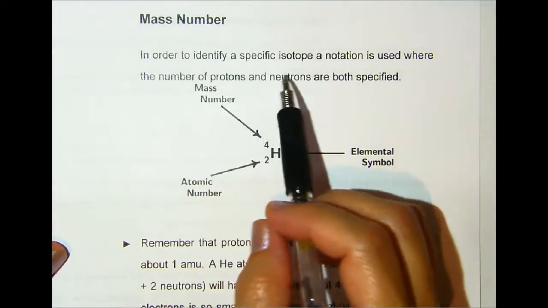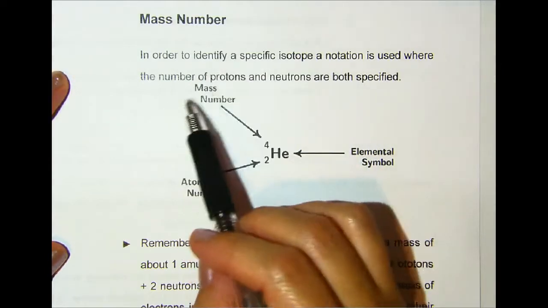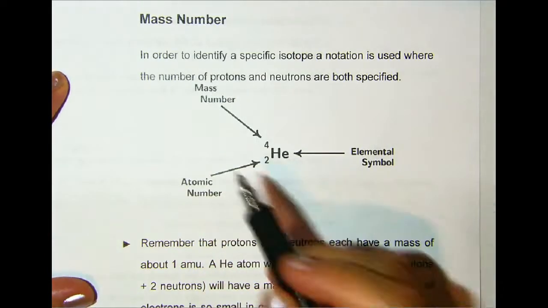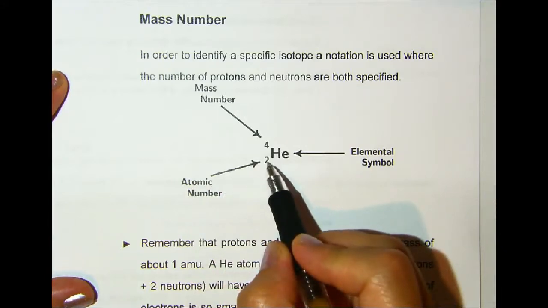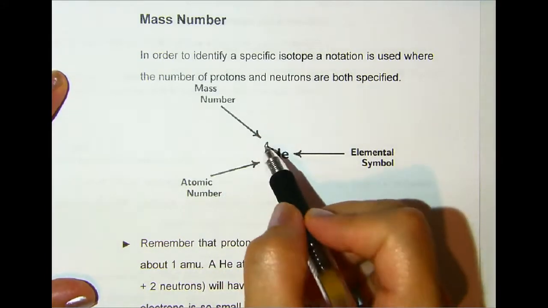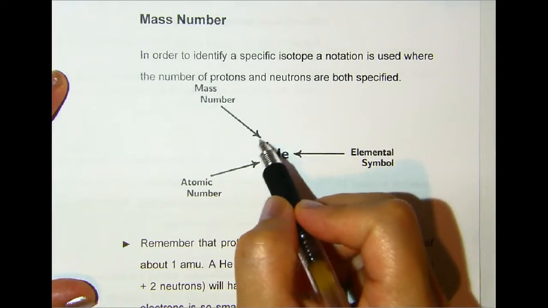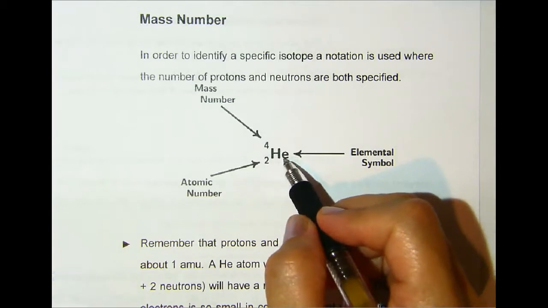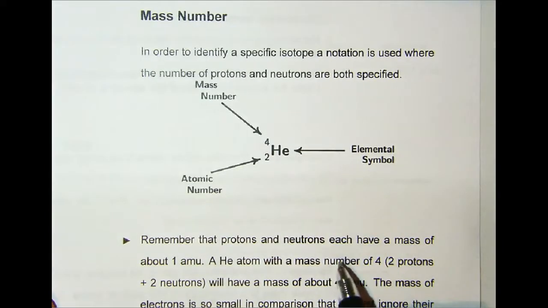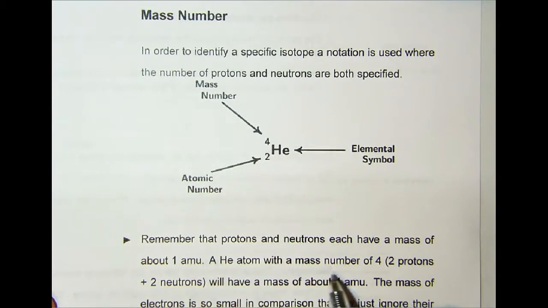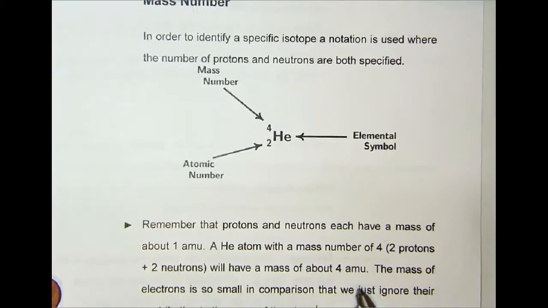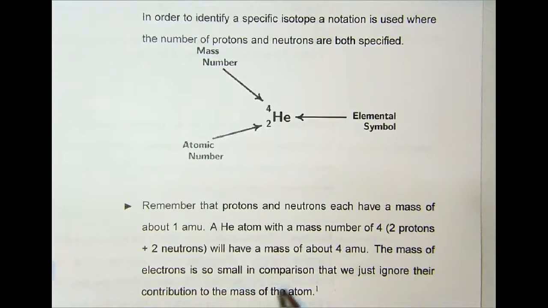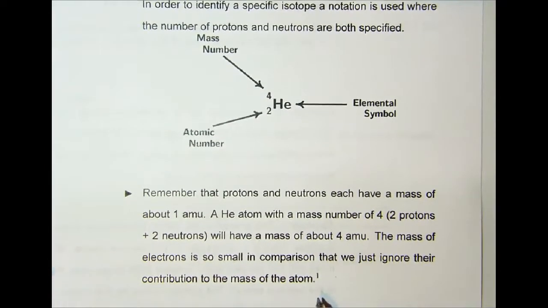In order to identify a specific isotope, a notation is used where the number of protons and neutrons are both specified. The atomic number is at the bottom left, which is the number of protons. The protons combined with the neutrons is equal to the mass number that's at the top left, and the elemental symbol is He here for helium. Remember that protons and neutrons each have a mass of about 1 atomic mass unit. A helium atom with a mass number of 4 has 2 protons and 2 neutrons, and will have a mass of about 4 AMUs.